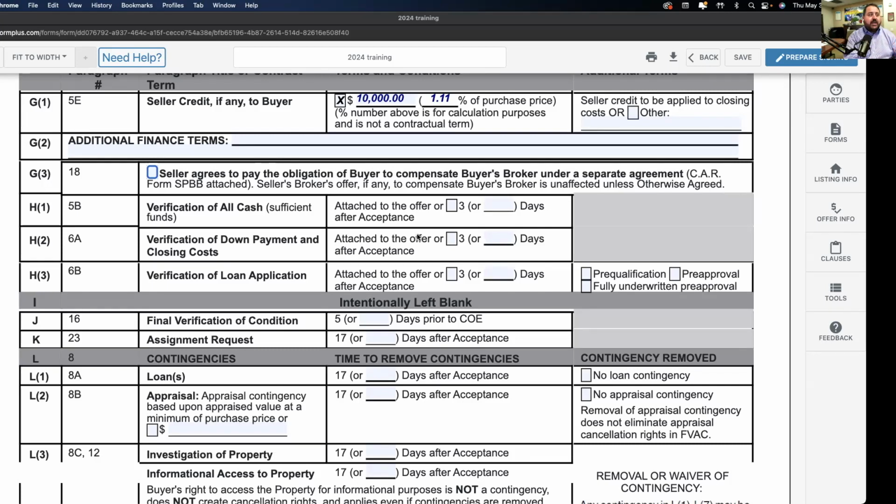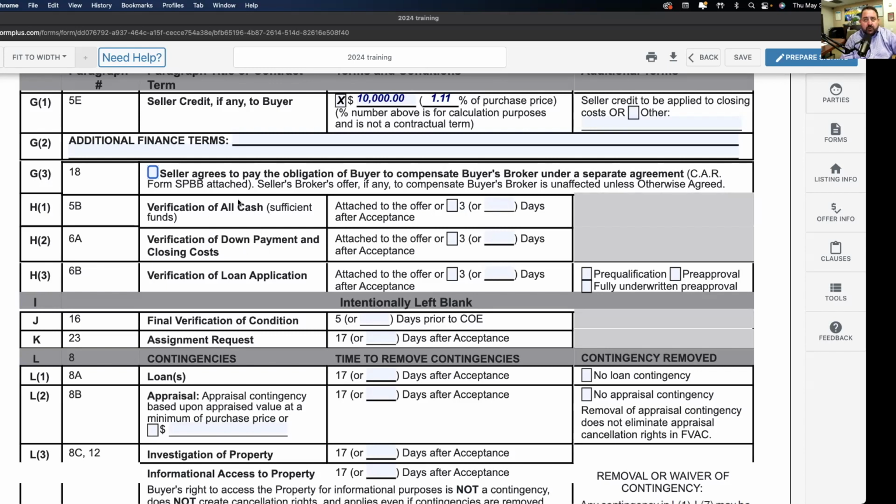The next one is the verification of down payment and closing costs. That's where I'm showing that I have additional cash, right? It could be the same thing. If I'm writing all cash, I still have closing costs, and I'm still giving you a down payment. These two things could be the same.